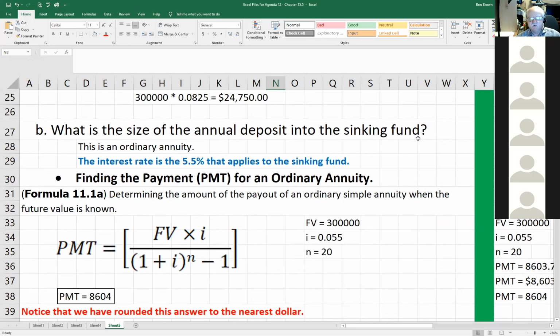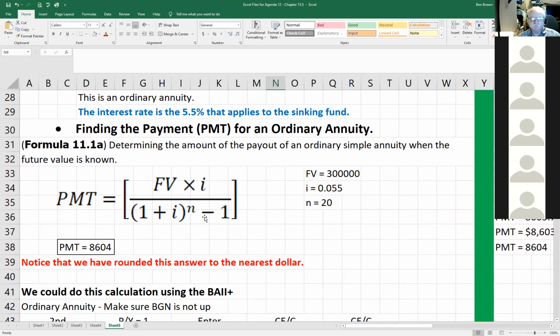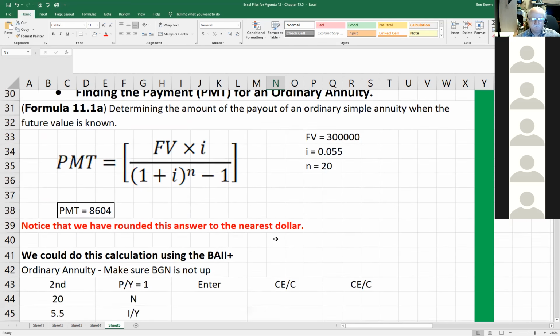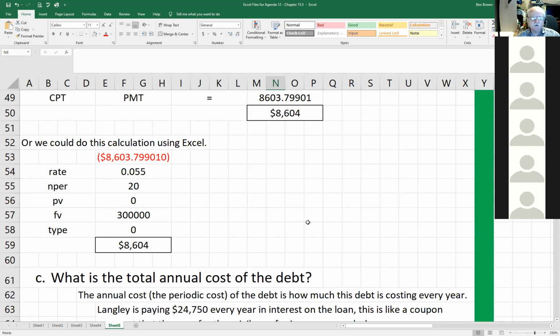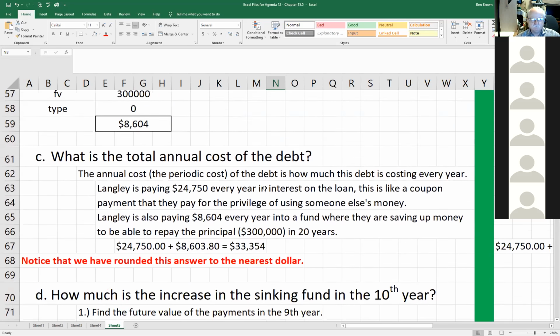We have to find the deposit into the sinking fund. This interest rate is at the 5.5%. It's an ordinary annuity. So this is our formula. And we're going to round our answer to the nearest dollar. So they're going to make payments of $8,604. We could calculate this on the BA2 Plus. And we could calculate the same result using Excel.